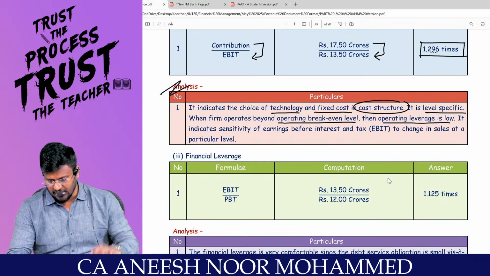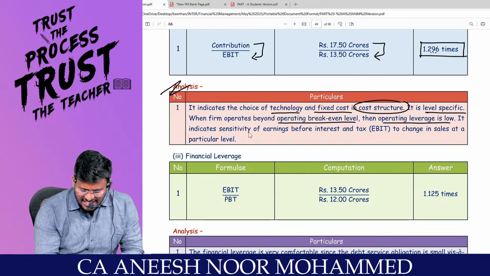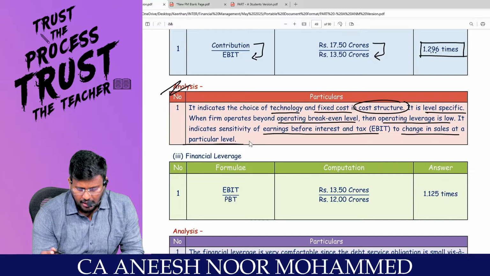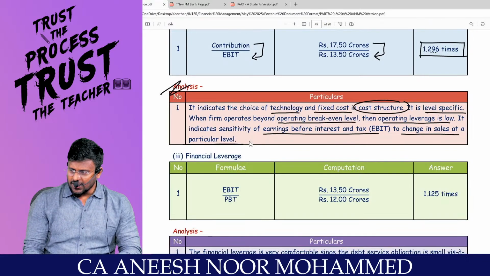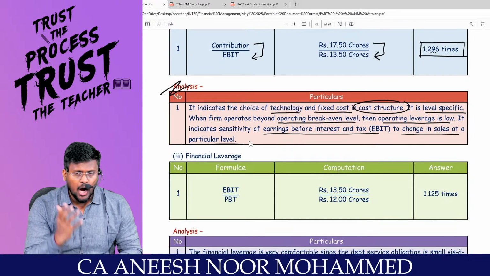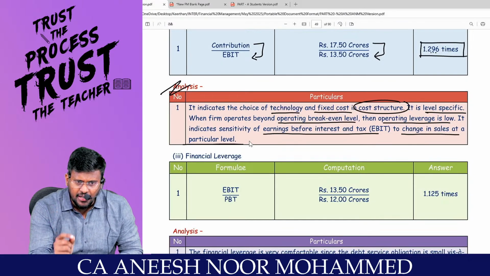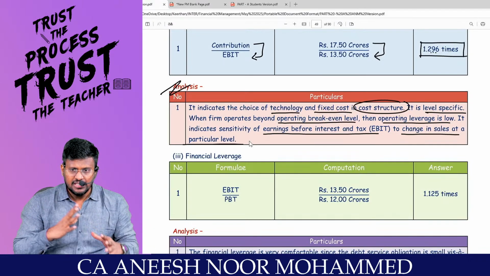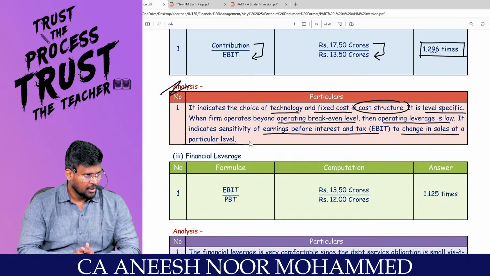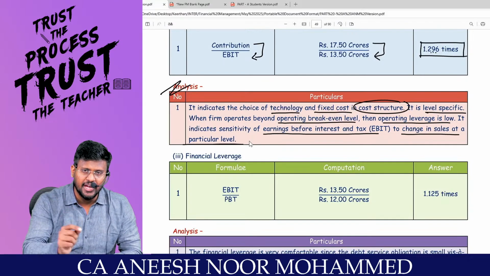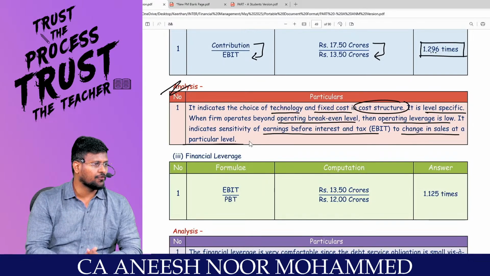This we already discussed. It indicates the sensitivity of earnings before interest and tax to change in sales at a particular level. That means how much percentage change in EBIT results from a 1% change in sales is what the operating leverage is. So it's like sensitivity. If sales changes by 1%, how much percentage EBIT will change is the degree of operating leverage.